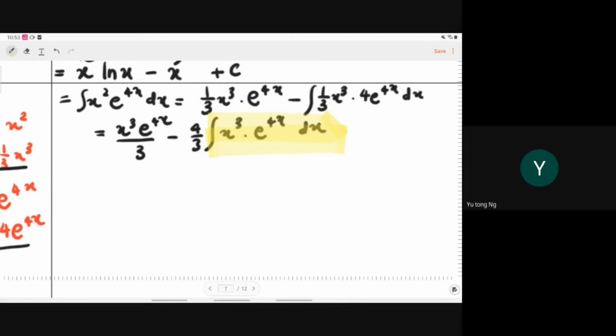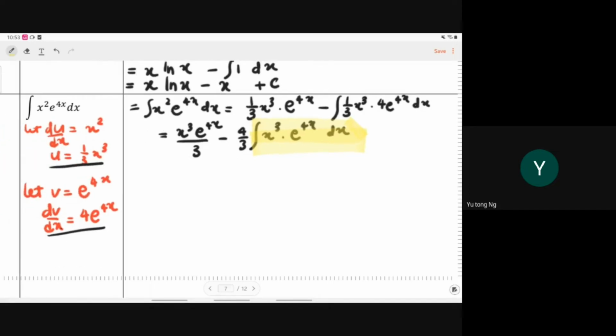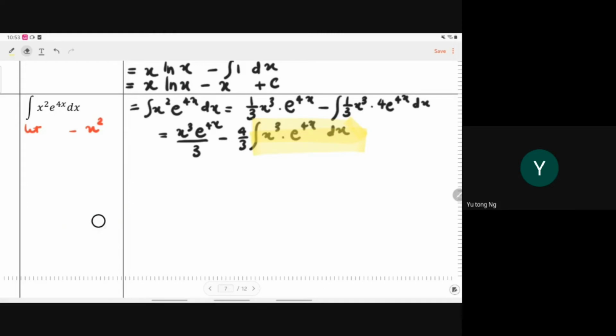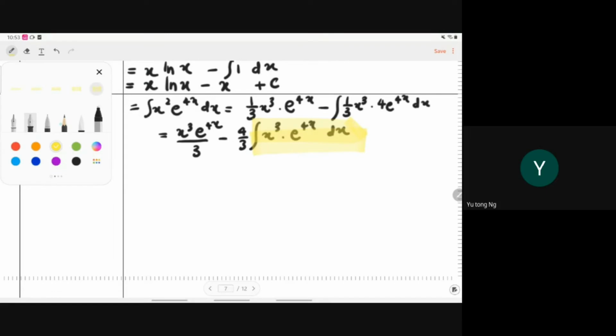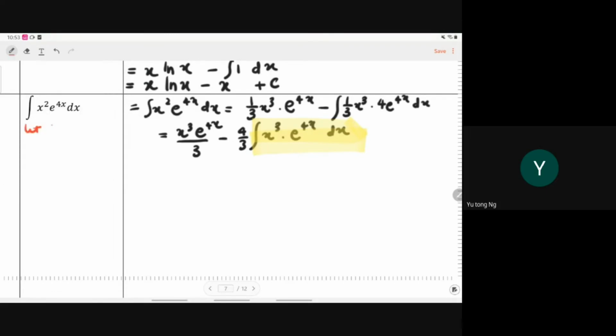Kita kena tukarkan. Bila you start macam ni, kalau tadi du dx kita adalah x square, now kita kena tukarkan dia jadi sebagai v lah. So v equals x square and du dx jadi e^4x. Macam tu lah. So I'm just showing you supaya you tahu pentingnya we choose the right one. So let v equals to your x square. Then dv dx equals to 2x.